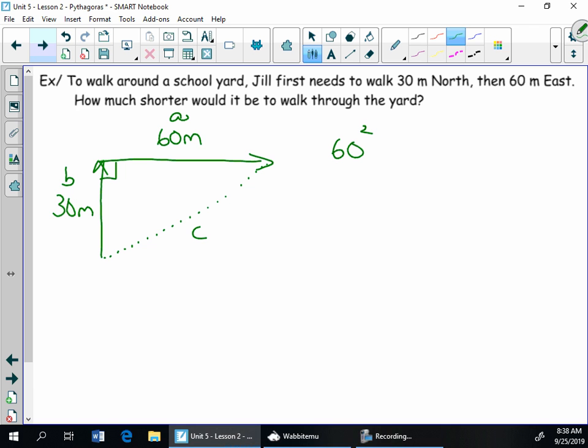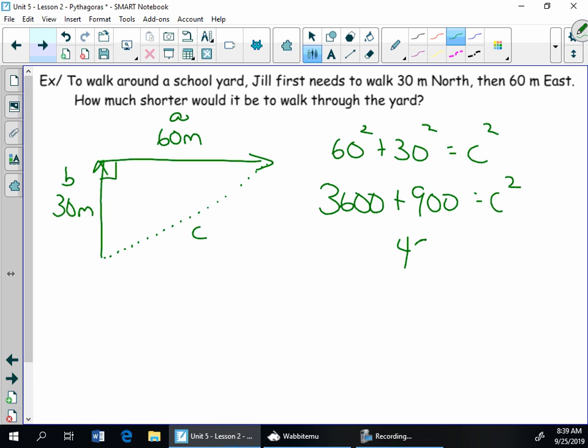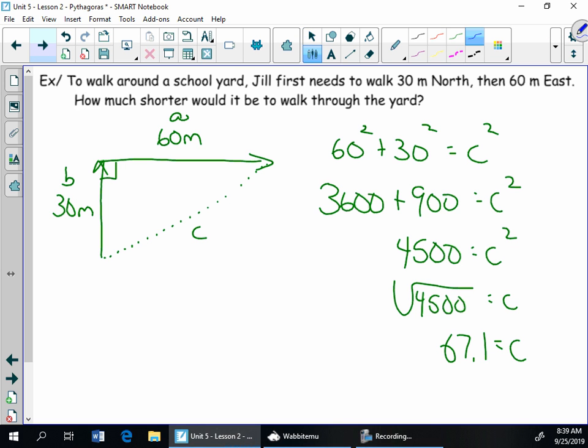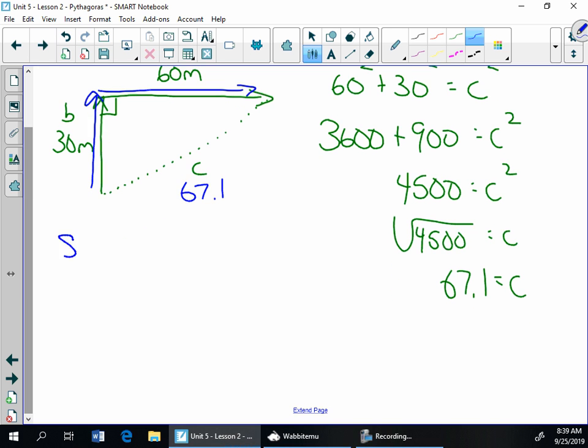A squared plus B squared equals C squared. So I got 3,600 plus 900 is C squared. That's 4,500. That's for C squared though. I just want C. I square root it and I get 67.1. That's side C. Now is that my answer? What was the question? How much shorter would it be to walk through the yard? So she can go this way, it's only 67.1, but she actually has to walk north and then east. So how far did she walk?